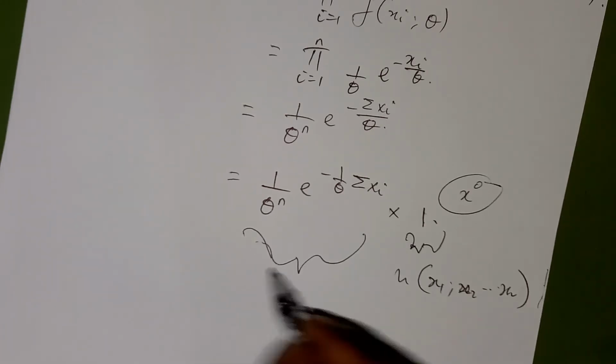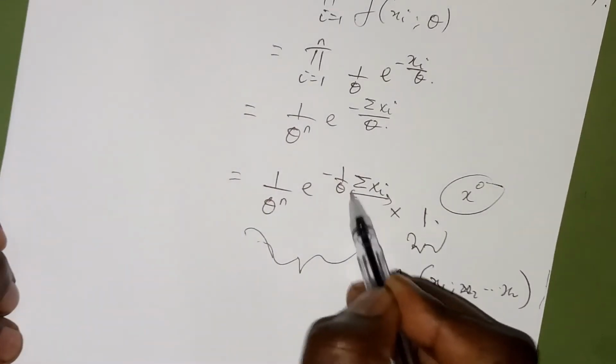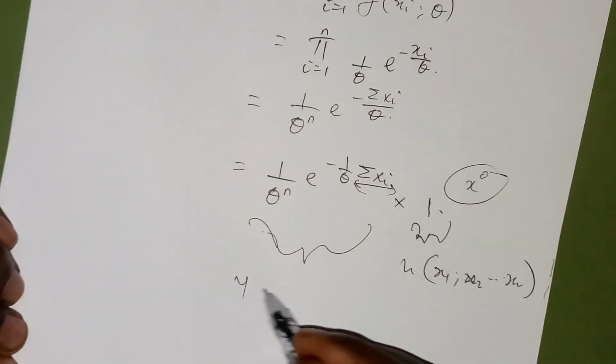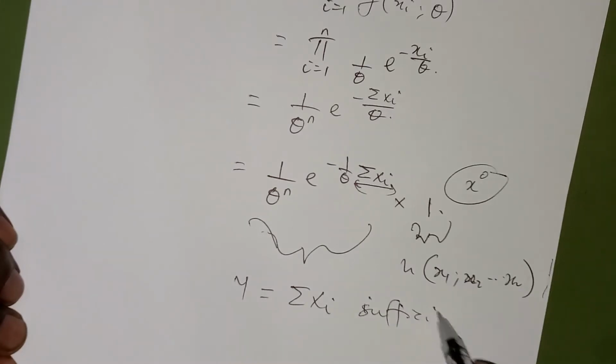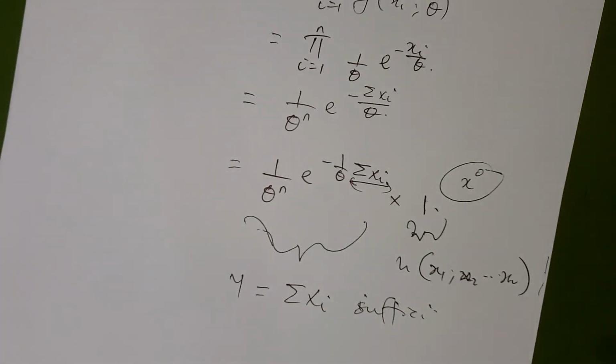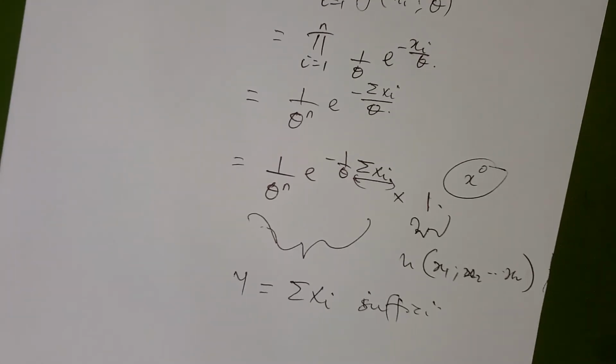It then simply means that this part here is our sufficient statistic. So you say your y is equal to the summation of xi, which is a sufficient statistic for the parameter theta. I think now you are getting where we are coming from and where we are going. So if you can manage to separate your PDF or PMF into these two components, one which depends on the xi's and the other which depends on the parameter for that particular distribution through the sufficient statistic.